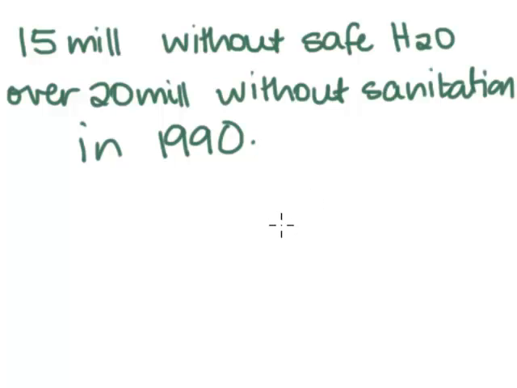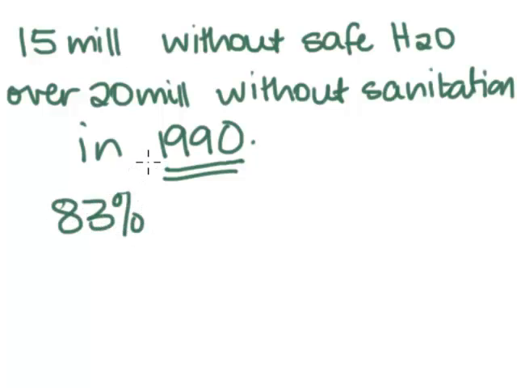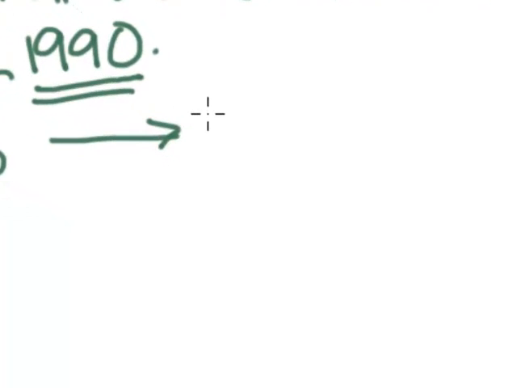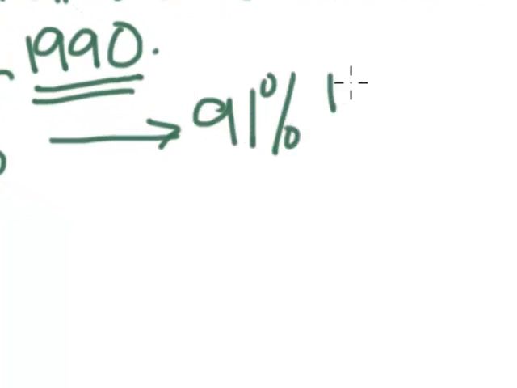Here are some statistics. There are 15 million people without safe water and over 20 million without sanitation. Those figures were 1990. The population with access to good water sources increased from 83% of the population in 1990 to 91% of the population in 2010. And so in 20 years, a further number of people had access to safe water. Almost 15 million people had gained access to water during this period.